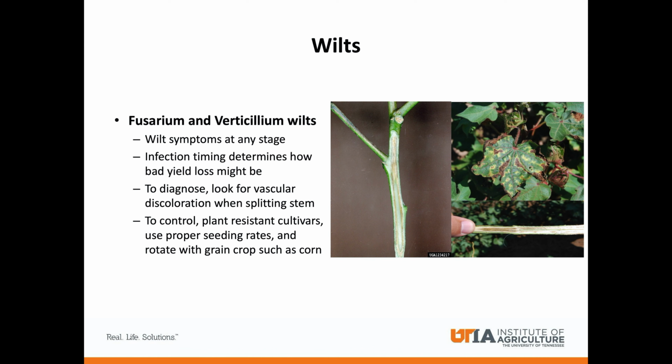And again, to treat this or manage this, you want to definitely pick a variety that is more tolerant or resistant to Verticillium wilt, and make sure you're properly irrigating and/or putting in drainage tile where things are too wet.